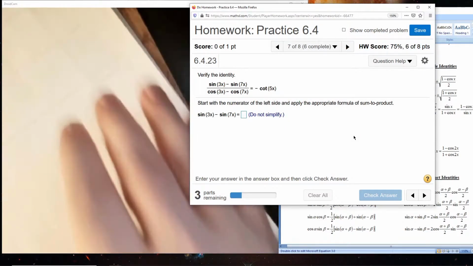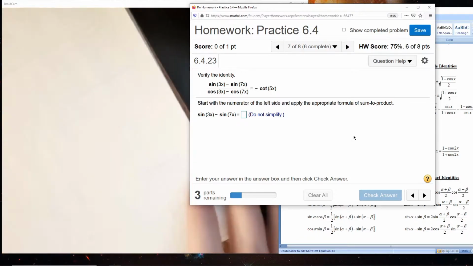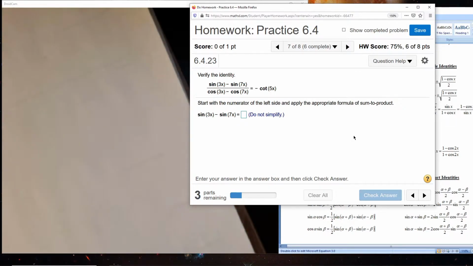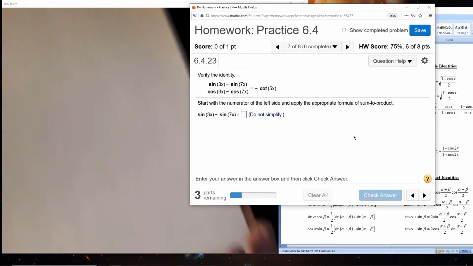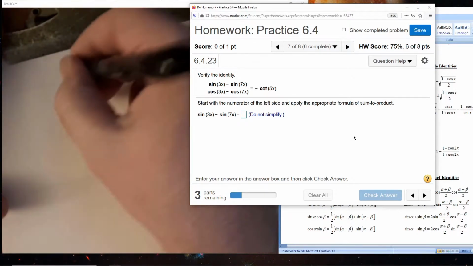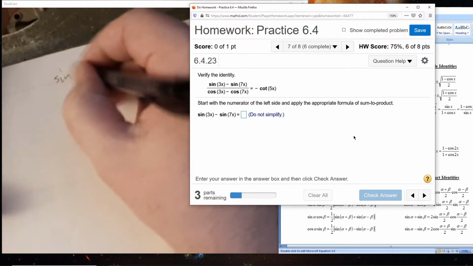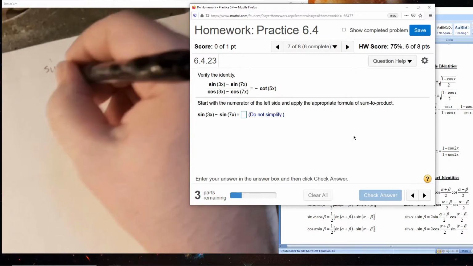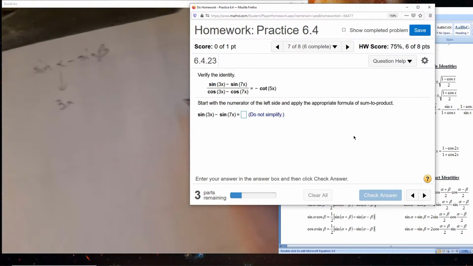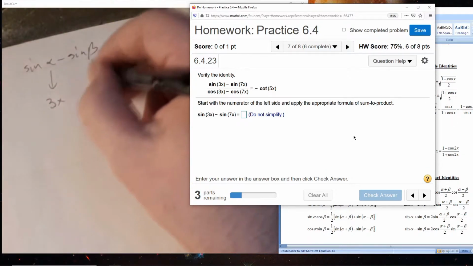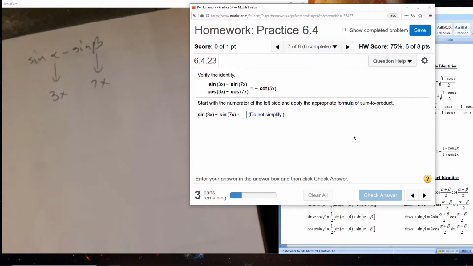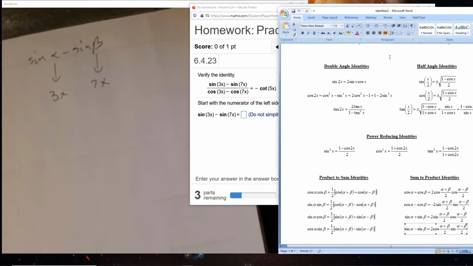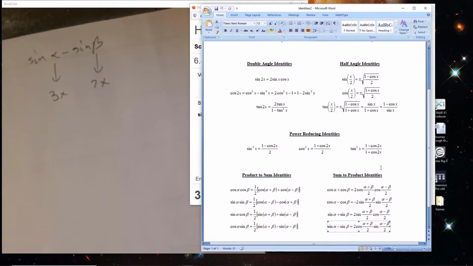Verify the identity. Start with the numerator. So what do we got? We have sine of some number minus sine of some other number. So they're telling us to do the numerator first. 3 and 7 there. Sine minus sine. Let's see what we got on the paper. Sine minus sine is the last one.